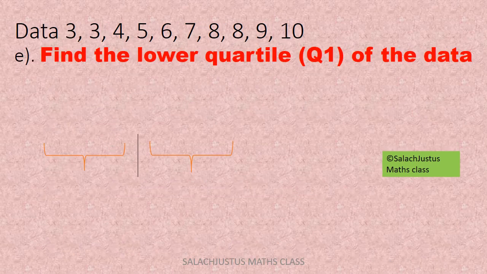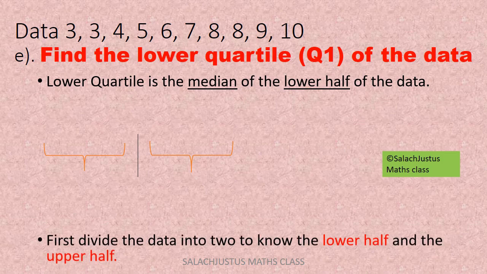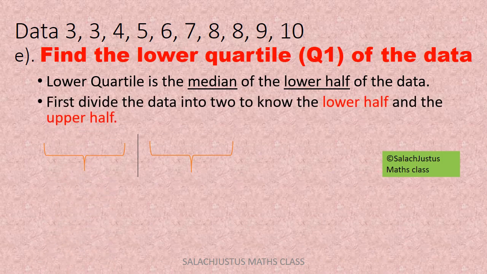Next, we go to the quartiles. Find the lower quartile Q1 of the data. The lower quartile is the median of the lower half of the data. Get that right, it is the median of the lower half of the data. Where is the lower half? First, divide your data into two parts, exactly at the middle. That is where your median was, or where your median would be, so that you can see the lower half and the upper half.